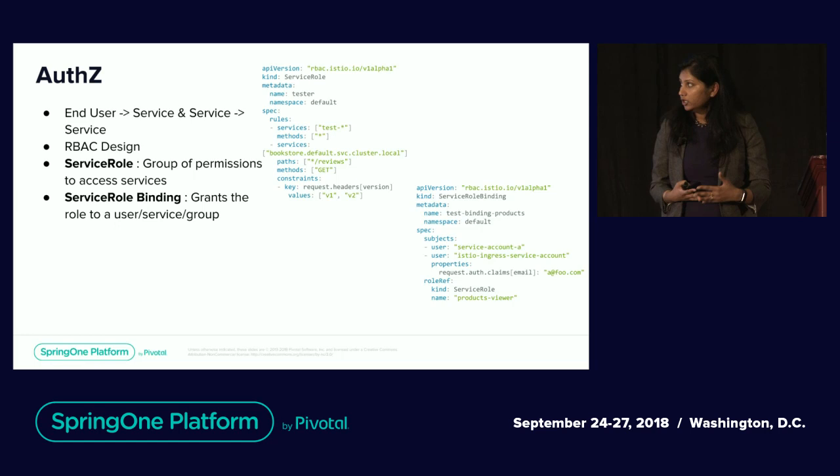In addition to that, you can also do policy on constraints, like you can check for headers, so either it's a V1 or a V2. So you want to allow only access to version 1, and you can check for headers that way, or version 2.